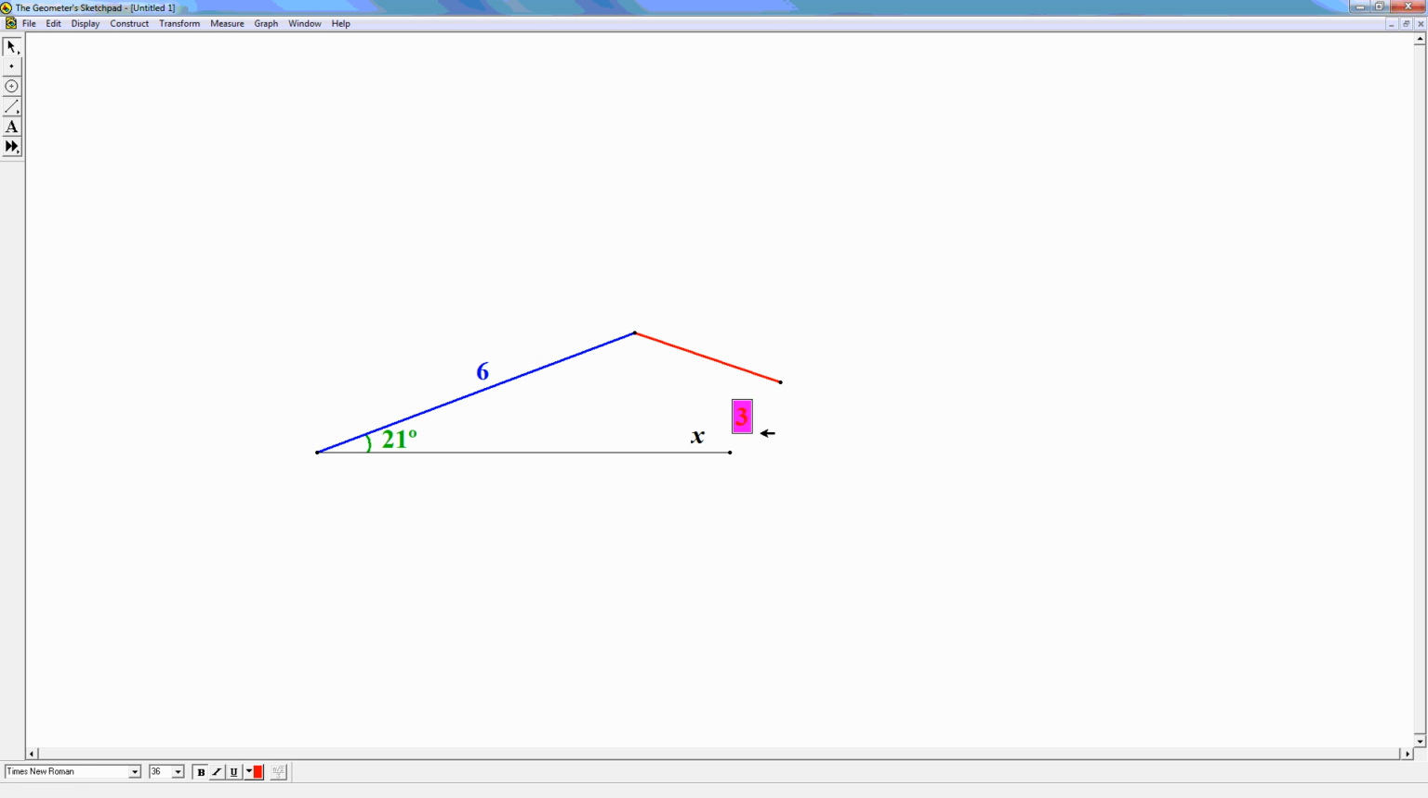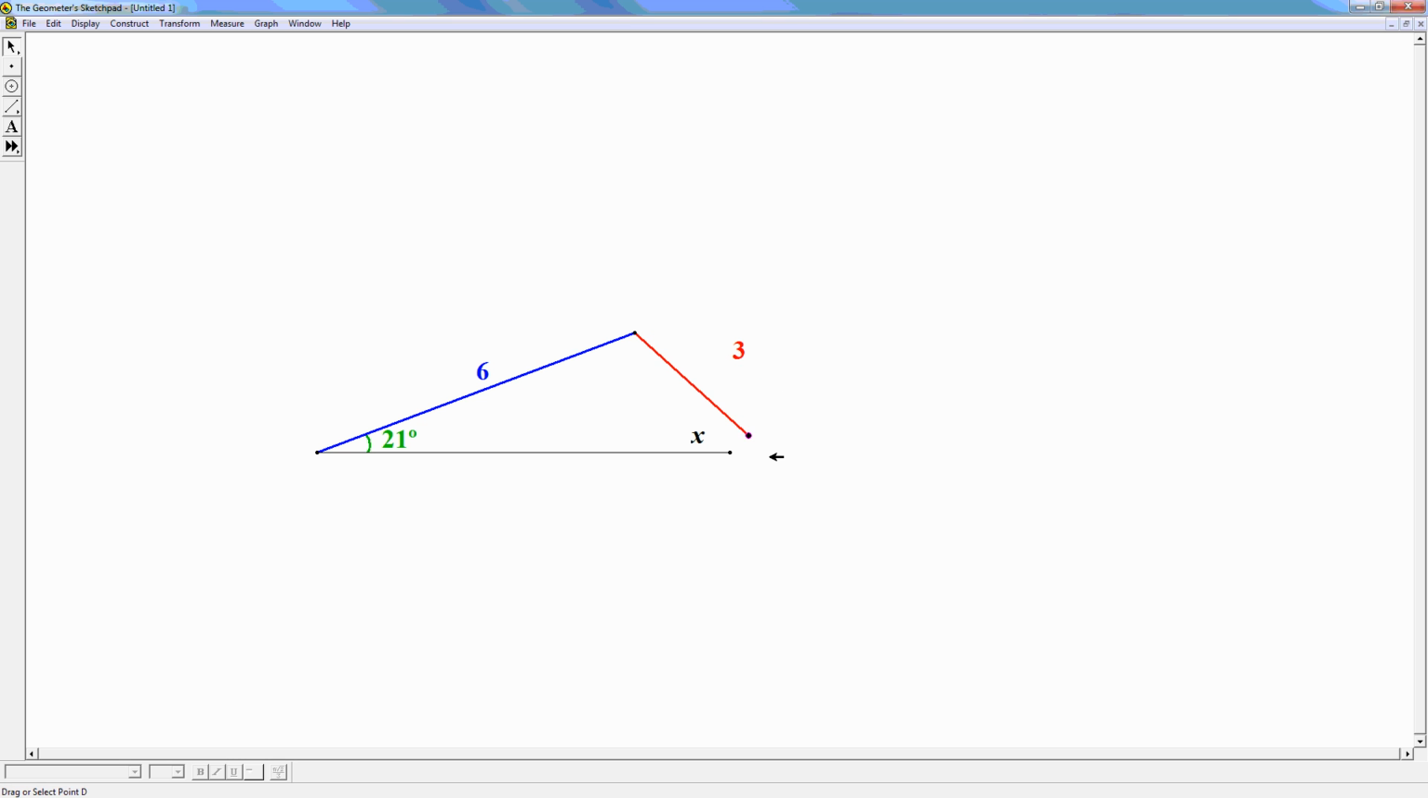Like I could bring it up there. Now the problem with that, I'm going to move the 3 out of the way, is that while I do still have a side length of 3, a side length of 6, and an angle of 21, I've blown up this triangle. It's no longer connected. So I've got to somehow manipulate this where I still have a triangle.